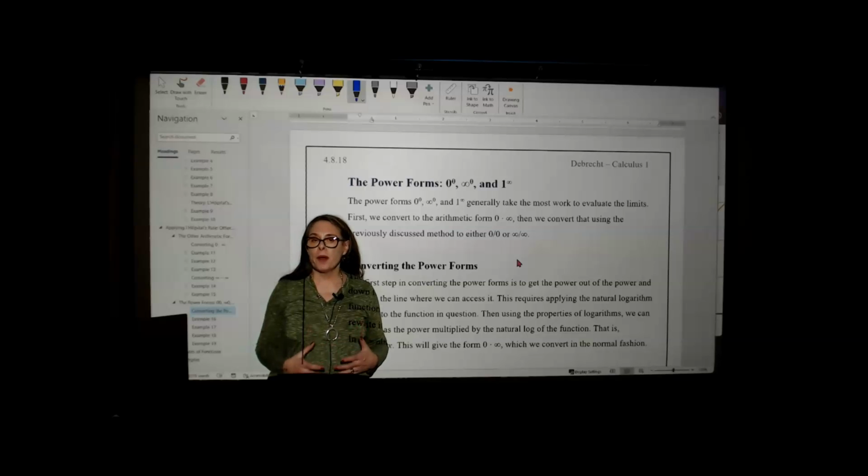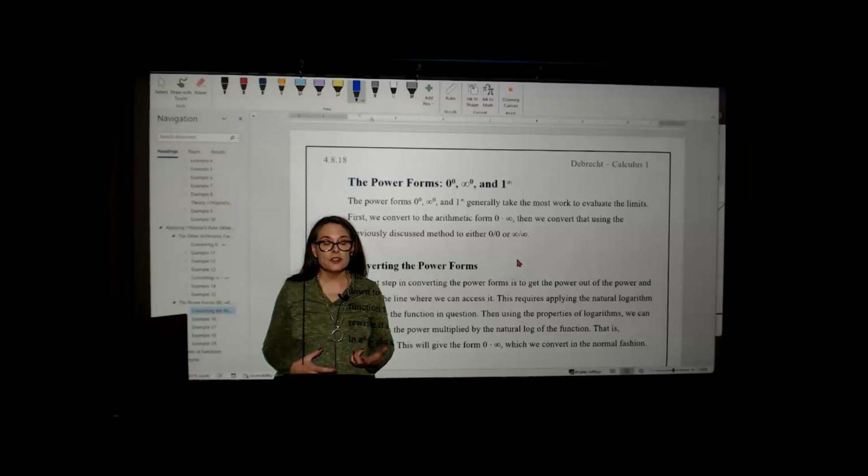This is the second part of our discussion of L'Hopital's rule. In this video, we're going to cover the power forms that are indeterminate: 1 to the infinity, 0 to the 0th power, and infinity to the 0th power. In order to be able to solve these and convert them to a basic form, we'll first have to convert them into the 0 times infinity form.